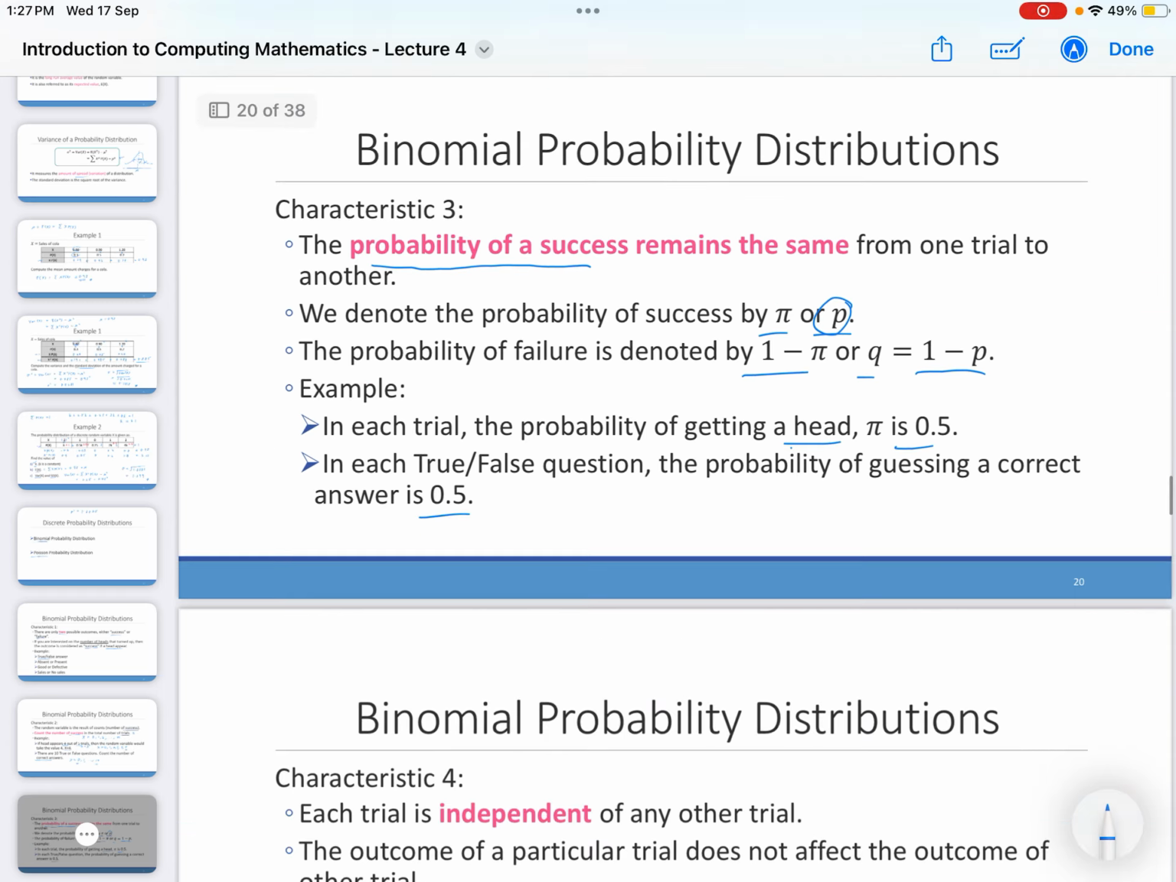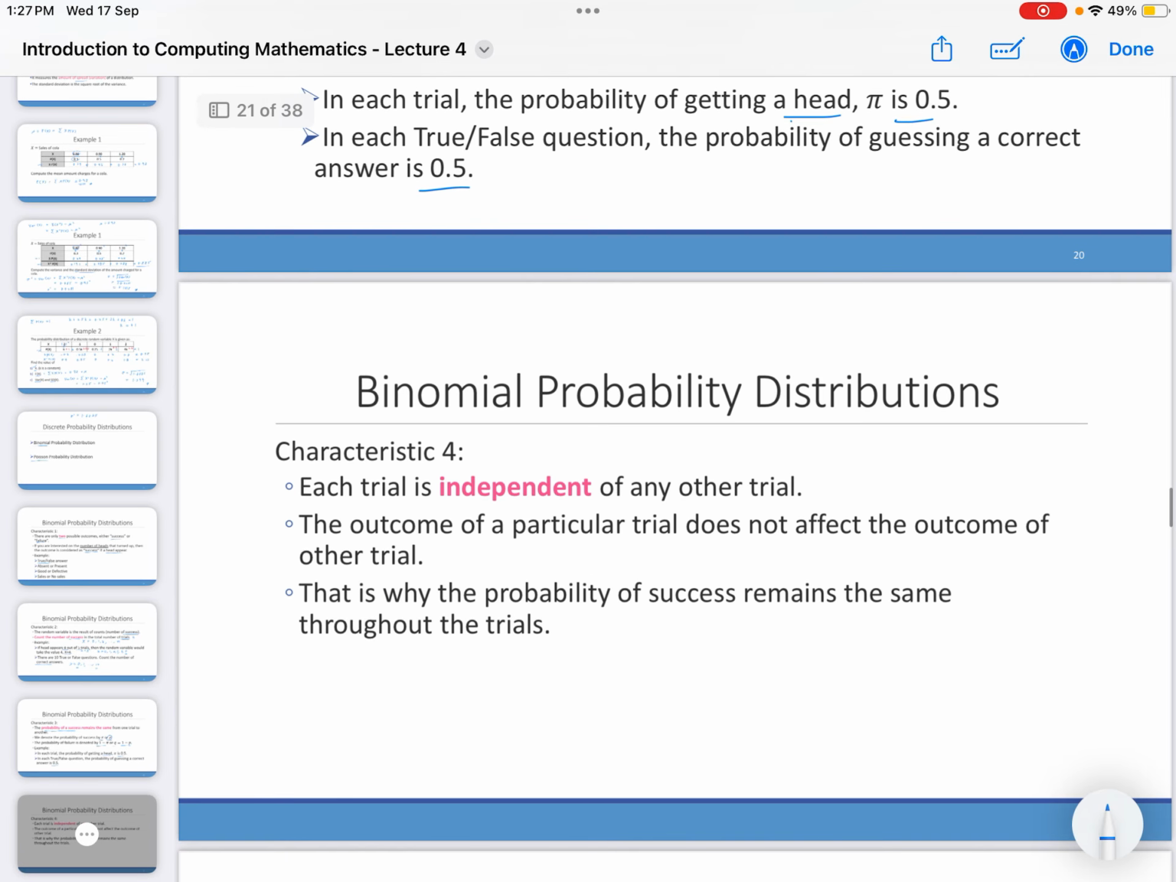Okay, characteristic number 4. Each trial is independent of any other trial. So the outcome of a particular trial does not affect the outcome of other trials. That is why the probability of success remains the same throughout the trials. And then remember, for independent events, probability of A and B equals probability of A times probability of B. So independent, we just multiply all probabilities.